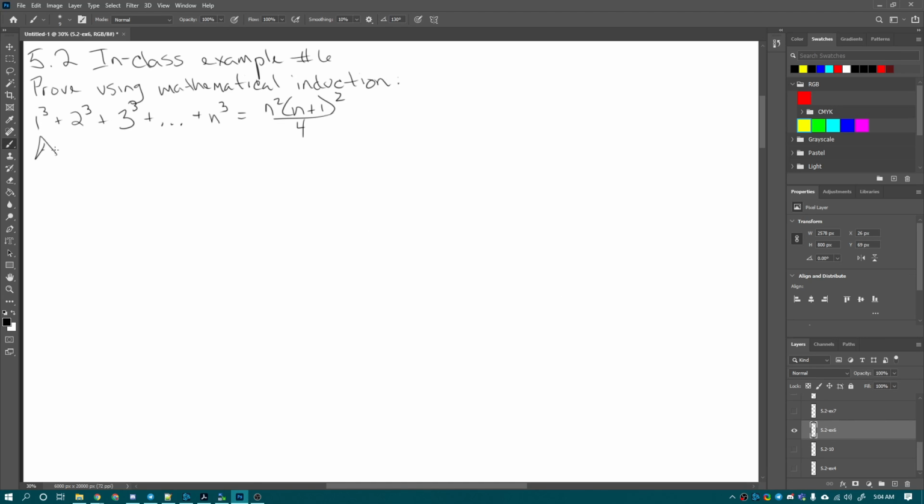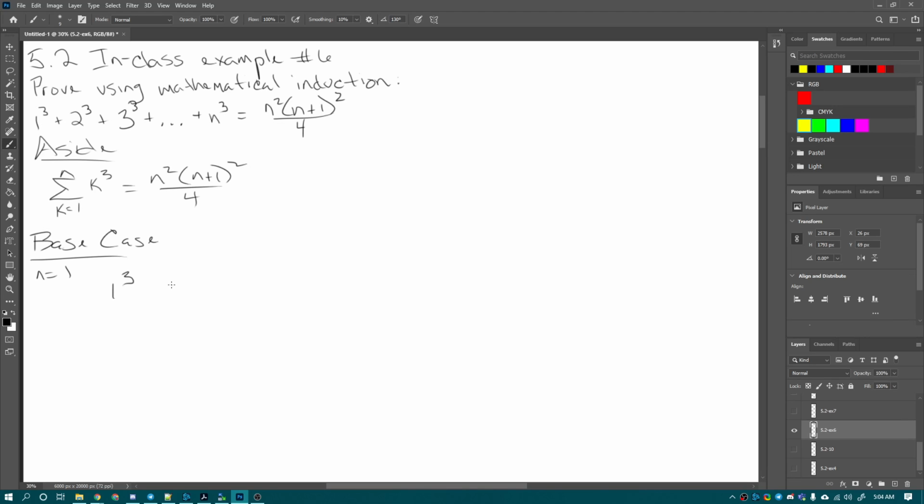So, as always, aside, I'm just going to change this written out notation to summation notation. That's the sum from k equals 1 to n of k cubed is equal to n squared times n plus 1 squared all over 4. Now we're going to do a base case. We're setting n equal to 1.